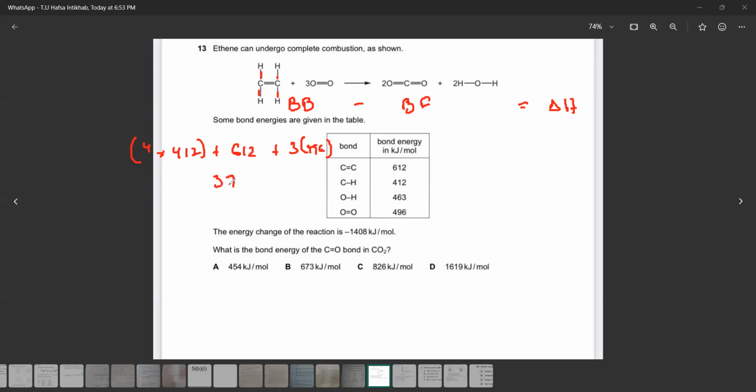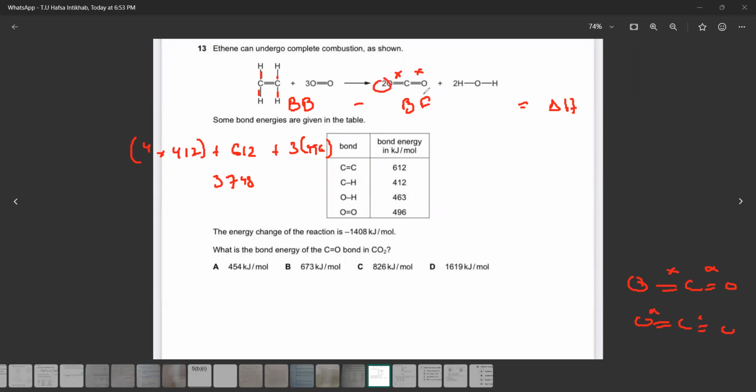So 3748 is the bond breaking. Bond forming energy, we have to find for C=O. If one is X, another one is X, but how many molecules are there? There are two molecules of carbon dioxide. So it is O=C=O, one is X, another one is X. But there are two molecules, as I mentioned, the 2 is there. So two molecules of carbon dioxide.